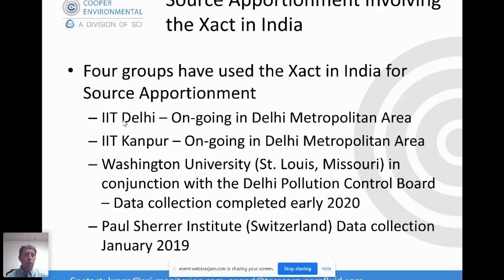So the instrument has had some experience now operating in India. It operates very well, and the users are beginning to identify some of the sources that are responsible for air pollution in India.